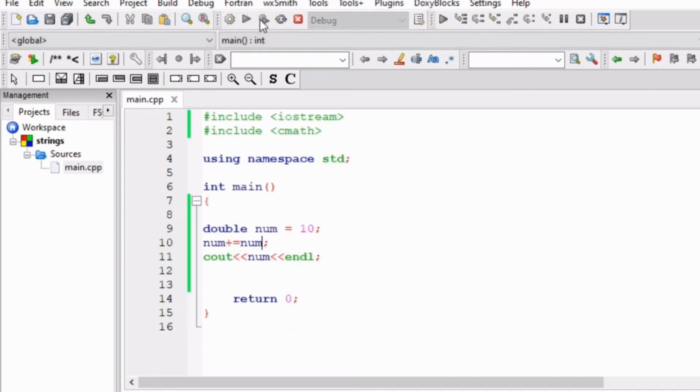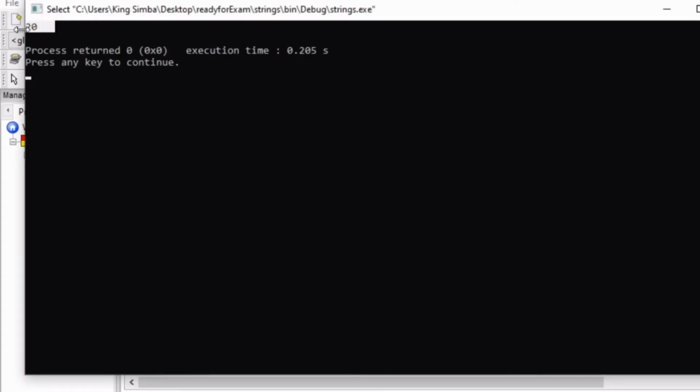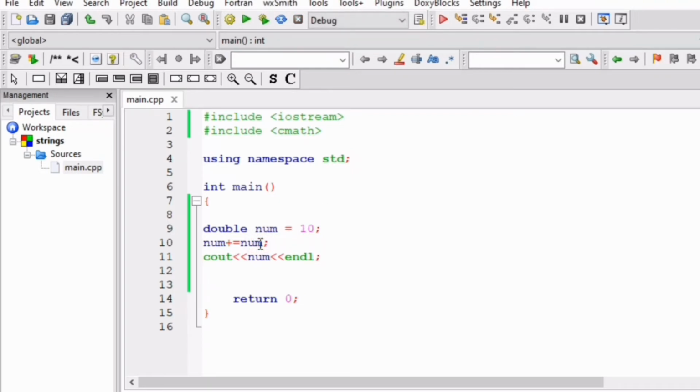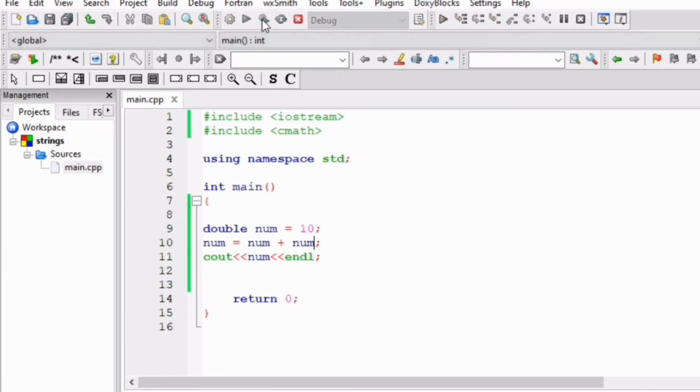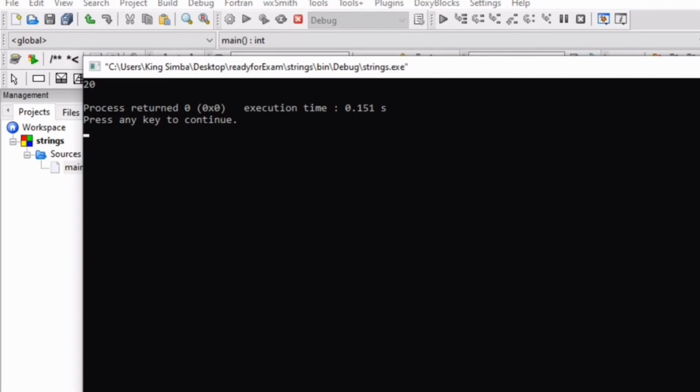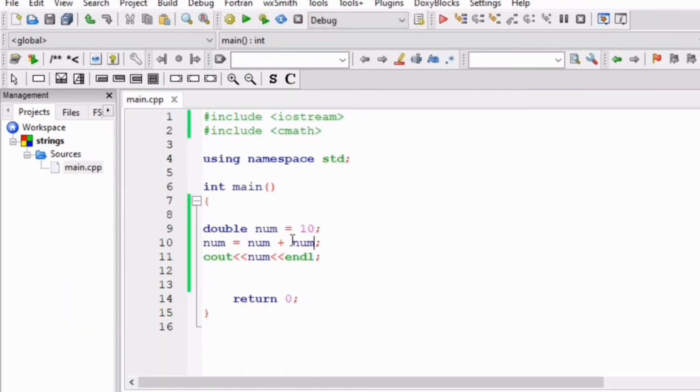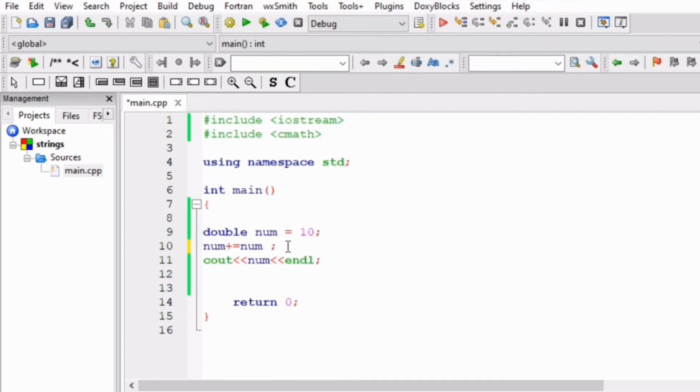So num plus equals num, you should get 20. Why? Because num plus equals num is the same as num is equal to num plus num. Why are we getting 20? Because we're changing the value of num to num plus num. Num is 10, so we are saying num is equal to 10 plus 10. So the answer here is 20. If you write num is equal to num plus 2, that's going to give us 12.